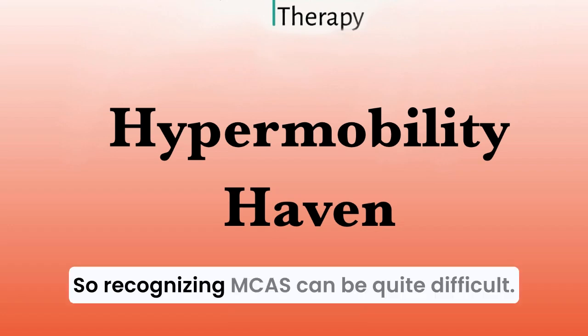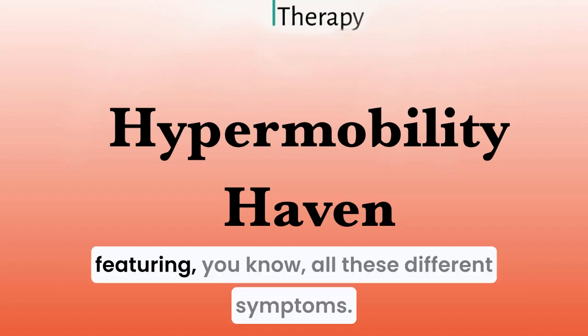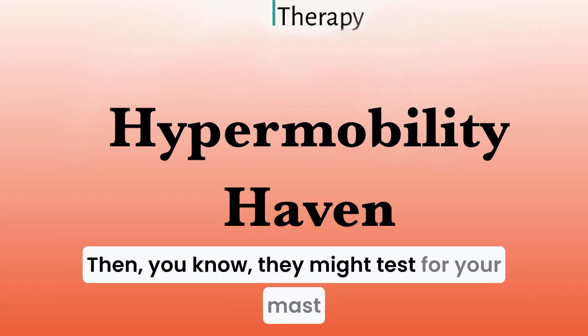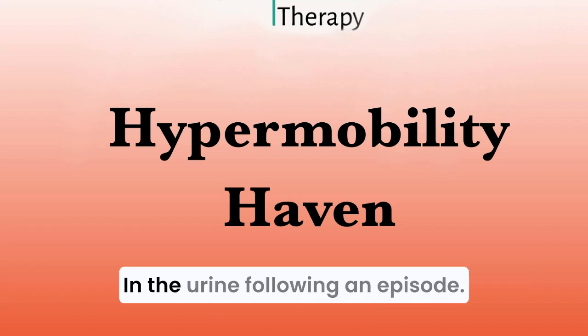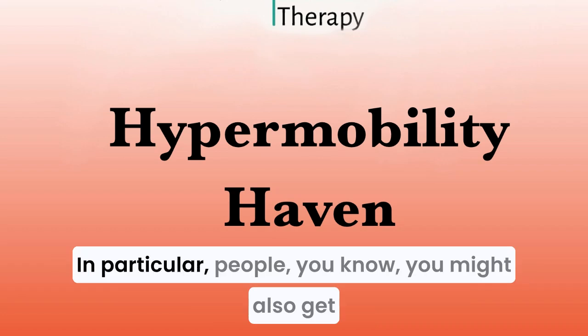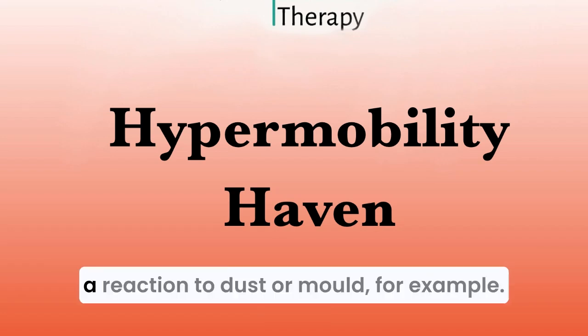So recognising MCAS can be quite difficult. Usually the advice is, following an episode featuring all these different symptoms, they might test your mast cells directly, looking at the chemicals found in the blood or in the urine following an episode in particular. You might also get asked questions about when you last felt well, for example. It could be that you've had a reaction to dust or mould, for example.